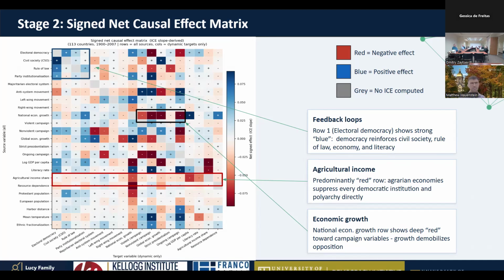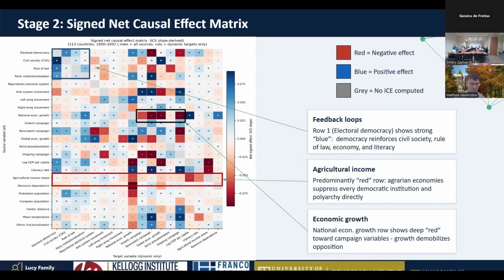There are stronger feedback loops in this model than we had in the path analysis before. There was really only one feedback loop in the path diagram that I showed you before, but this one has several feedback loops. And if you look at the upper left corner there, those are electoral democracy and the three variables that are in the protective belt. Many of them have positive effects on each other, so that shows some reinforcement going on there.